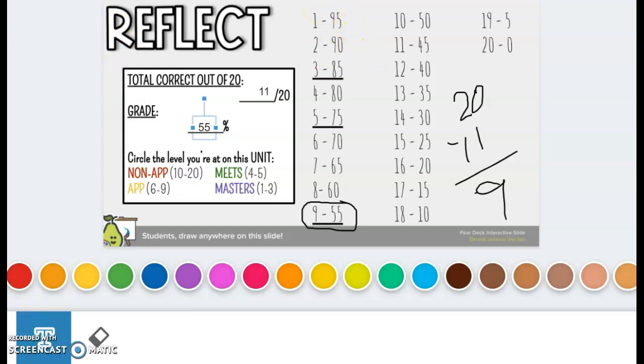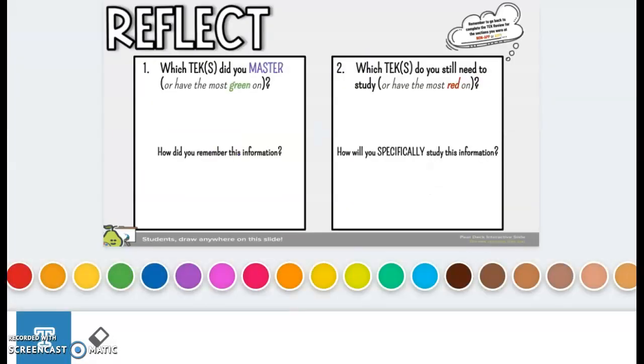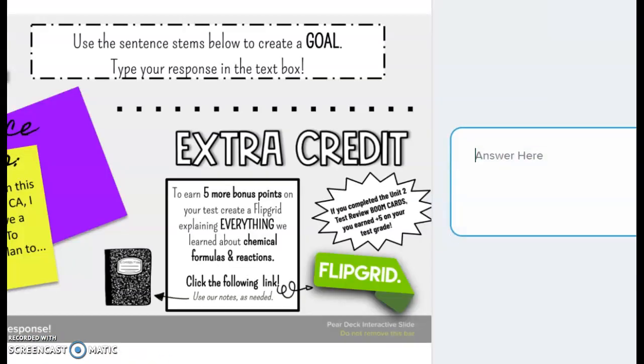If you do not need to do corrections, you can go on to slide 9 and 10. On slide 9, it asks which TEK you mastered, so where you had the most green, and which TEK you still need to study, which one you had the most red on. Then on the last slide, you'll write your goal, and there are sentence stems, so I made a blank on this test. On the next CA, I would like to have a score of blank. To achieve this, I plan to, and you finish that up, and you'll type your answer in the text box.